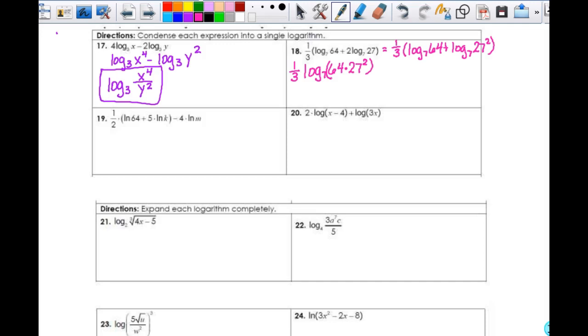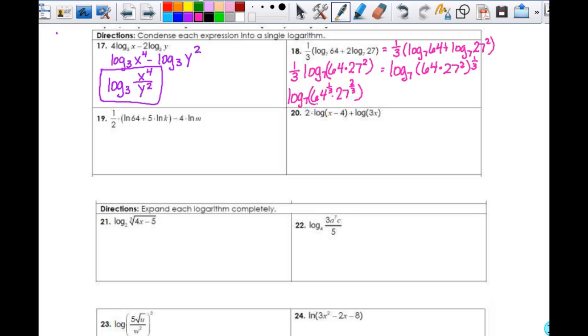Then that 1/3 becomes an exponent. So now that's going to become log base 7 of 64 times 27 squared, to the 1/3 power. Now I can use the power to a power and distribute that, and that becomes log base 7 of 64 to the 1/3 power times 27 to the 2/3 power.